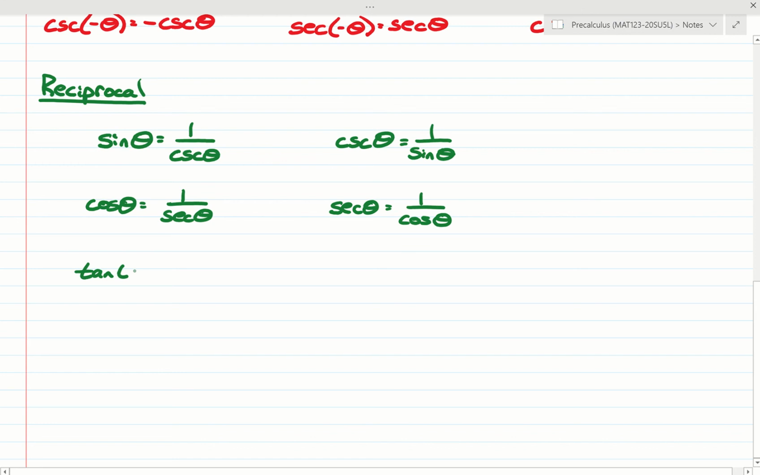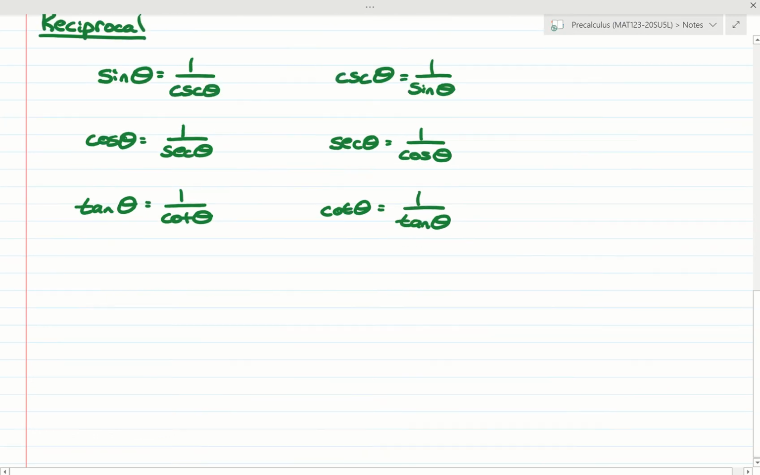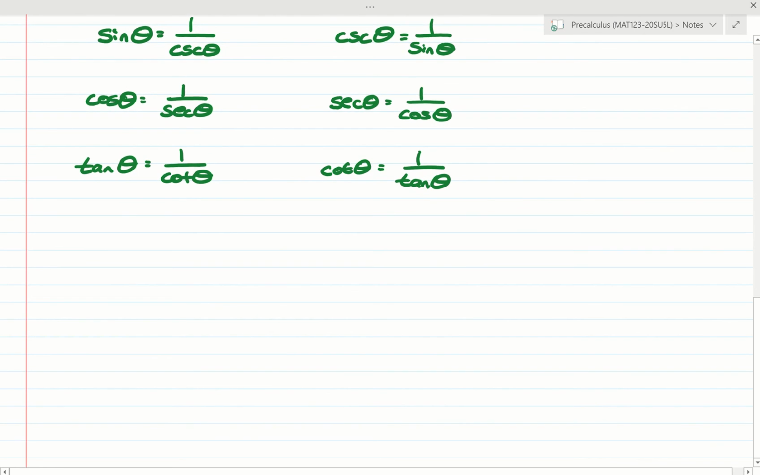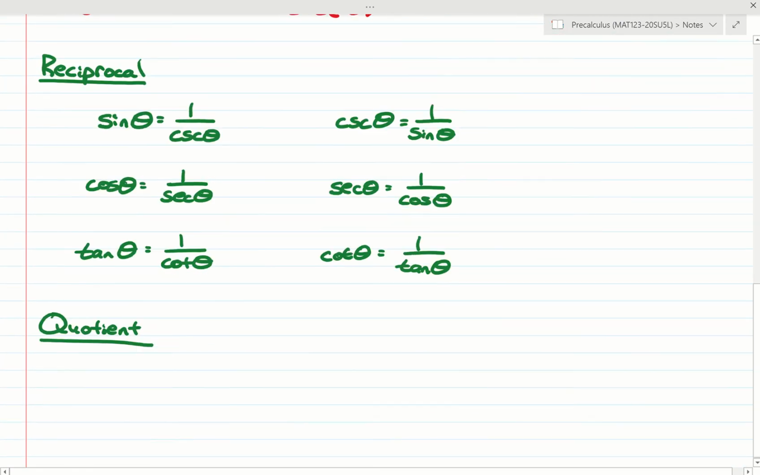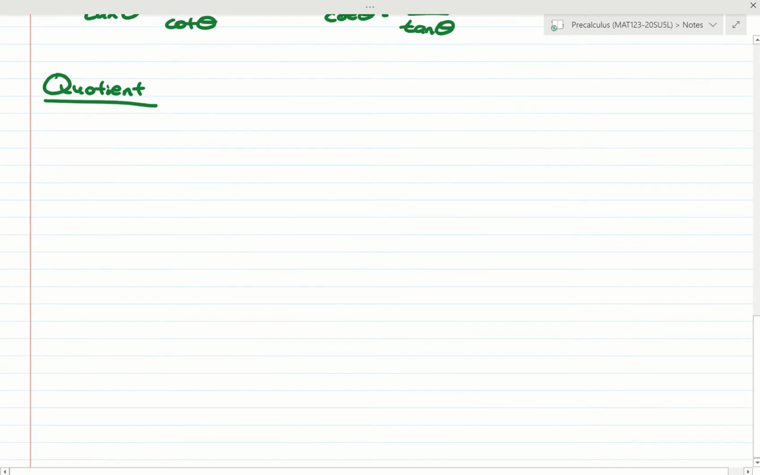Tangent of theta is equal to 1 over the cotangent of theta, and cotangent of theta is equal to 1 over the tangent of theta. And one property we haven't talked about yet is called the quotient property. So we have symmetries, we have the reciprocal, we have the quotient properties.